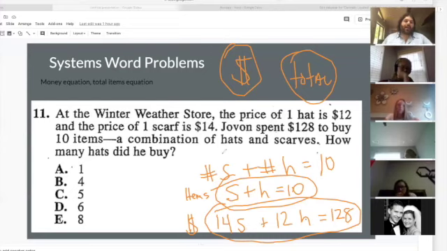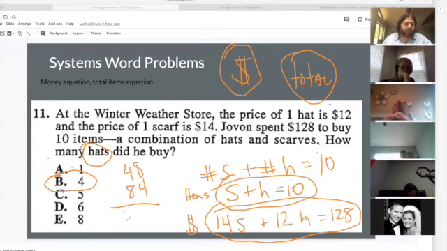Now, can we use guess and check? It says how many hats did he buy? Well, let's say he bought 4 hats. Let's just assume. Let's guess and check. 4 hats, $12 a piece, that's 48 bucks. 10 items, that leaves 6 scarves. 6 scarves is $84. That is a total of 132 bucks. That is more than we spent.